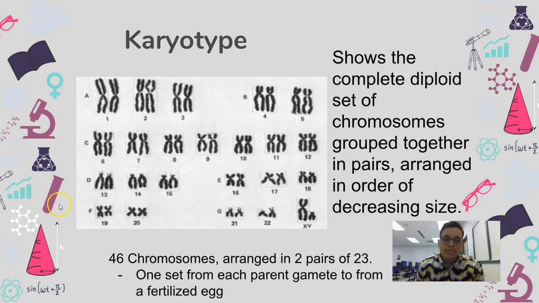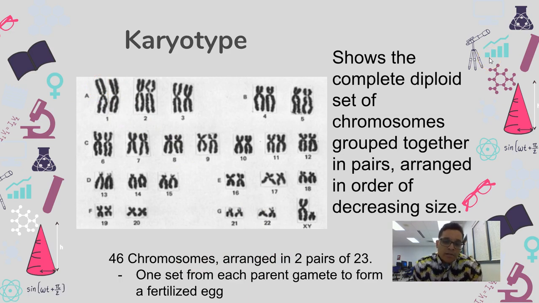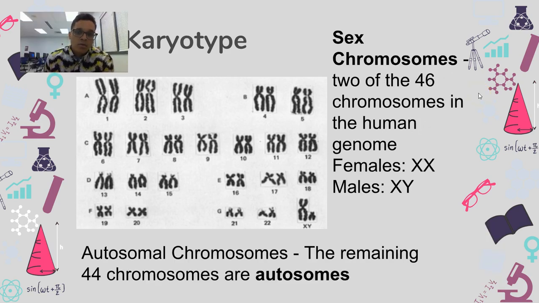This is a karyotype, and it just shows the complete diploid set of chromosomes grouped together in pairs, arranged in order of decreasing size. So you got your first pair, it's the biggest pair, and then it goes down. And so it's 46 chromosomes arranged in 23 pairs. And remember, these pairs are homologous. The reason they're arranged in pairs of 23 is because one set is from each parent gamete. And so when the egg is fertilized by the sperm, that gives you 46 chromosomes. In the karyotype, it shows you all 46 chromosomes.